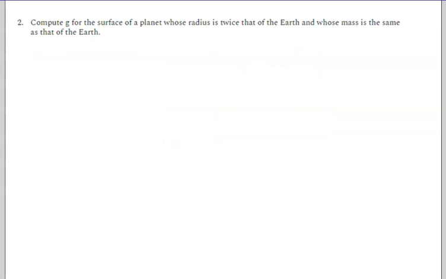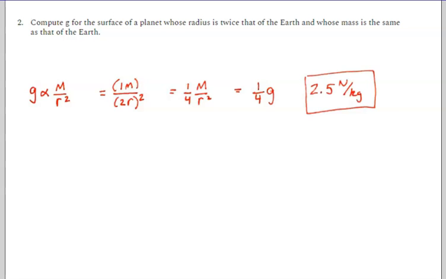For number 2, compute g for the surface of the planet whose radius is twice that of the Earth and whose mass is the same as that of the Earth. To find the gravitational field, we're going to use the relationship between the gravitational field and the distance, and it's an inverse square law. So we're doubling the radius while keeping the mass the same. So we're going to square that 2. 2 squared is 4. Take the inverse of 4, gives us 1/4. So the gravitational field would be 1/4 of what it is on Earth. So 1/4 times 9.8 gives us 2.5 newtons per kilogram.